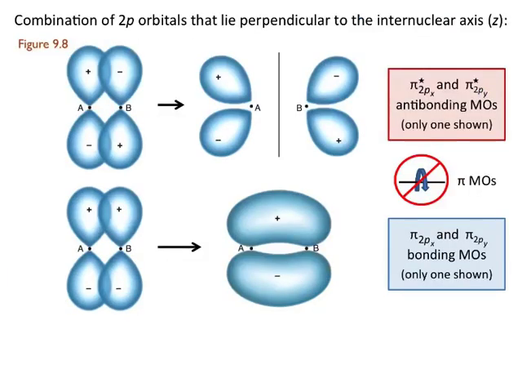Now we can add 2 p orbitals the other way, the side-to-side version. And again, you can add them happy. So the positive phases are both on top, and then you get your positive phase up here. The negative phase is both on the bottom, and you get your negative phase here. This is not a sigma molecular orbital. This is a pi molecular orbital.